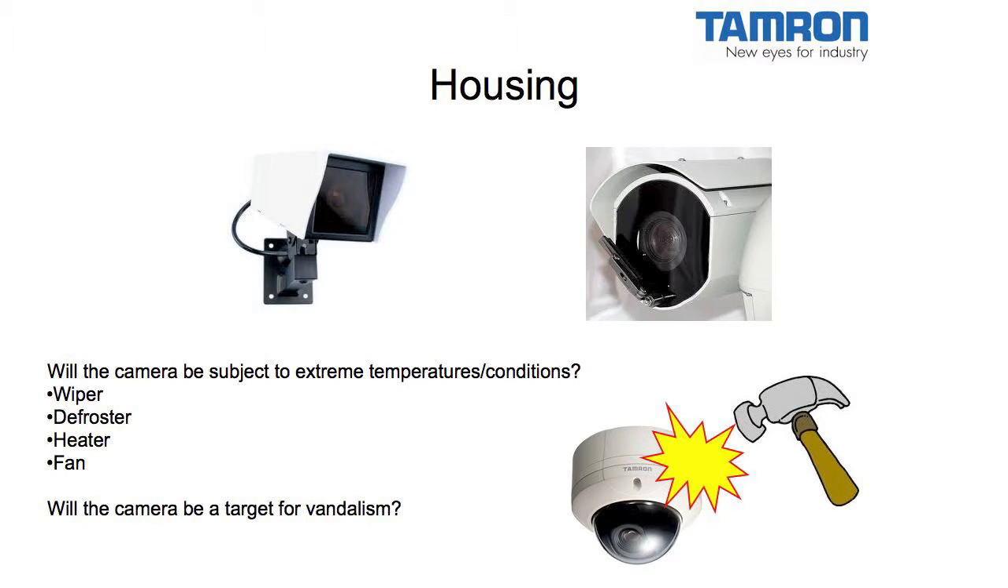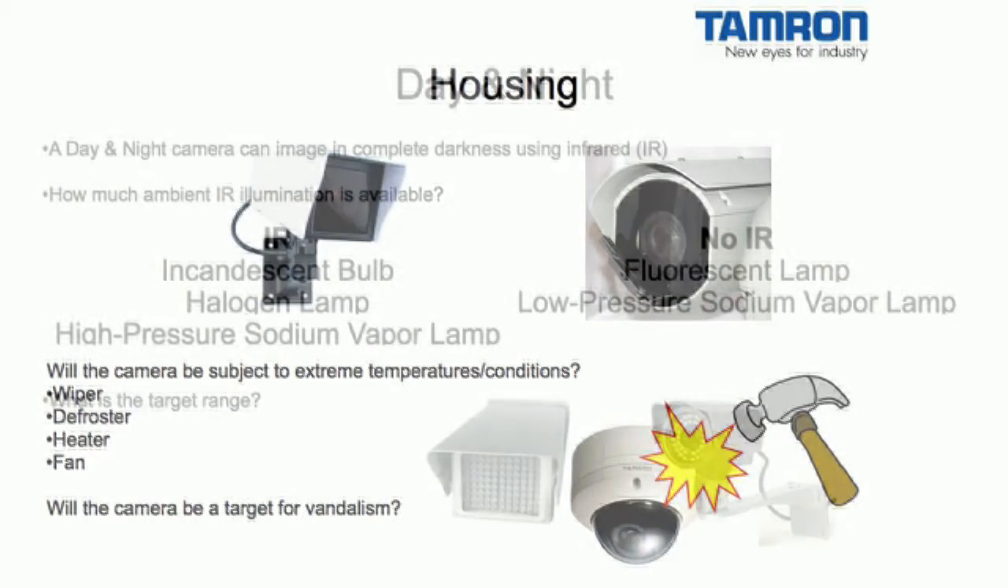Once you have decided on the type of camera to use in your security application, you can consider the type of camera housing you will need. If your camera will be exposed to harsh environments or extreme temperatures, you may need a temperature-controlled housing to protect the camera. A wiper or defroster may also be necessary in cold environments. If the camera will be in an exposed area where it could become a target for vandalism, you may want to consider installing a vandal-proof housing on your camera.